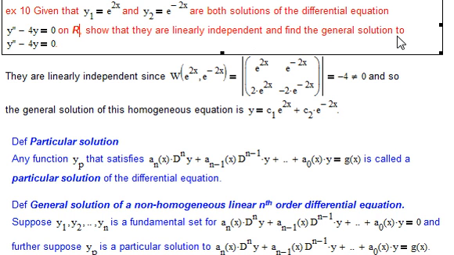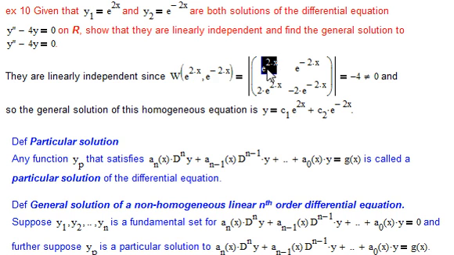Well, if they're linearly independent, the general solution won't be much, but we need to verify they're linearly independent, so we find the Wronskian. The functions themselves, e to the 2x and e to the negative 2x, go in the top row, and we're going to find the determinant. The second row is the derivative of this, which is 2e to the 2x, and the derivative of this, which is negative 2e to the negative 2x. If we multiply this by this, we get negative 2 times e to the 0, which is 1, of course, minus 2 times e to the 0 again, so the whole thing is negative 4 and not 0.